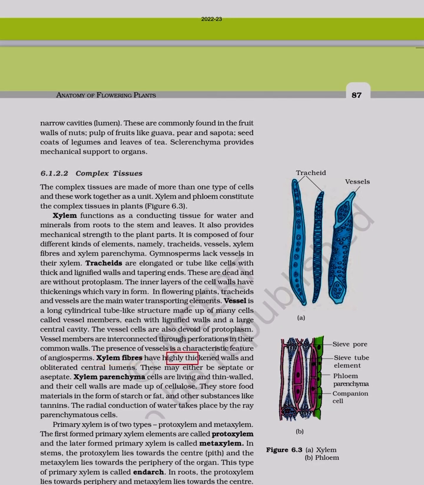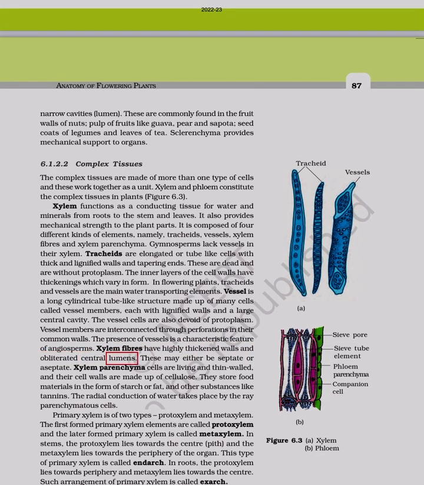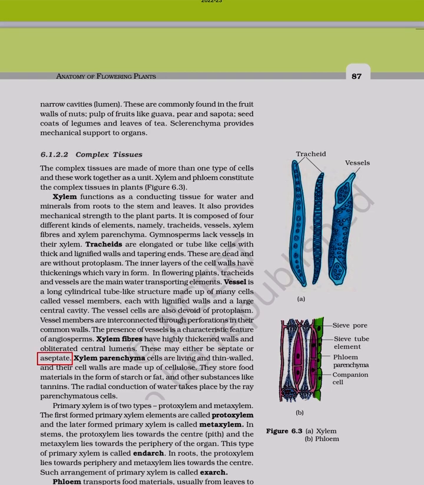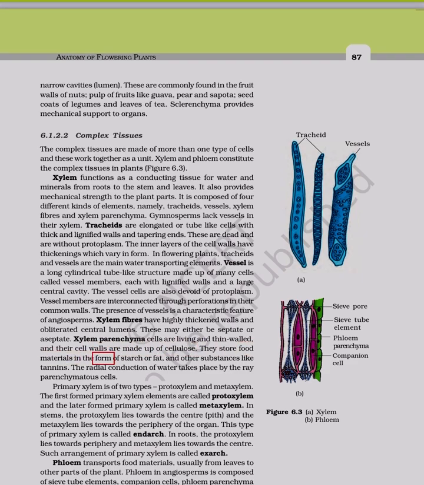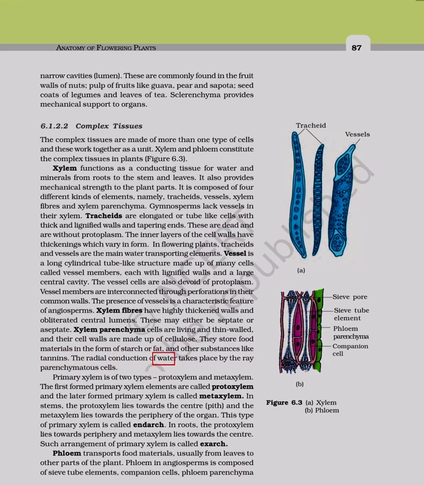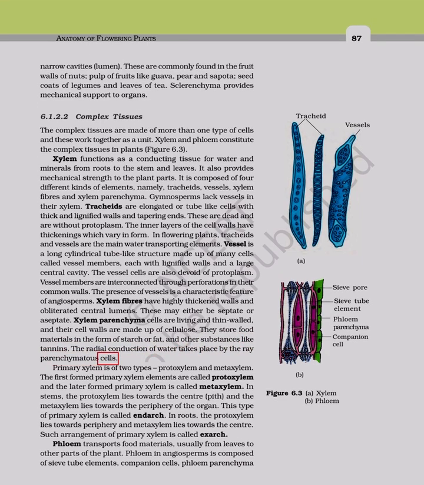Xylem fibers have highly thickened walls and obliterated central lumens. These may either be septate or aseptate. Xylem parenchyma cells are living and thin-walled, and their cell walls are made up of cellulose. They store food materials in the form of starch or fat, and other substances like tannins. The radial conduction of water takes place by the ray parenchymatous cells.